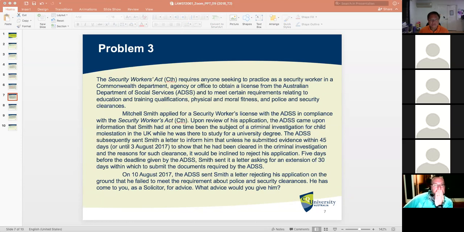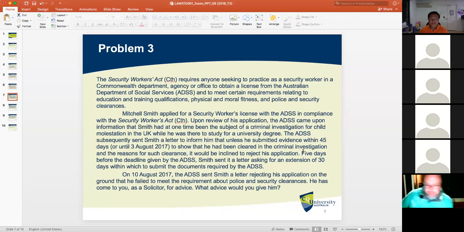5 days before the deadline given by the ADSS, Smith sent it a letter asking for an extension of 30 days within which to submit the documents required by the ADSS. On the 10th of August 2017, the ADSS sent Smith a letter rejecting his application on the ground that he failed to meet the requirement about police and security clearances. He has come to you as a solicitor for advice. What advice would you give him?